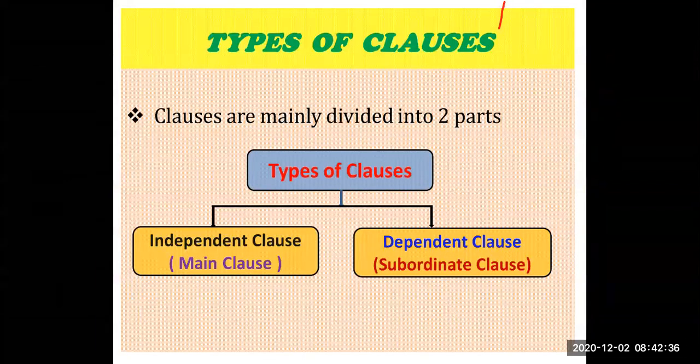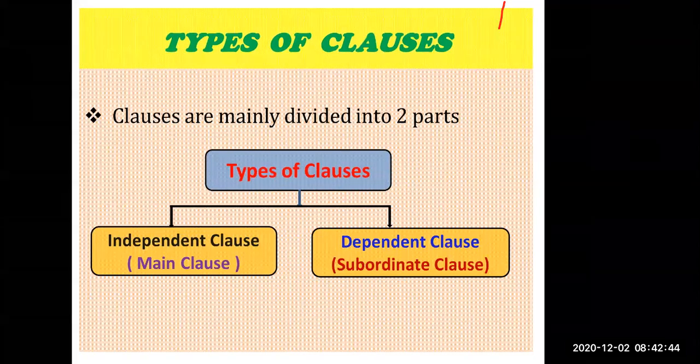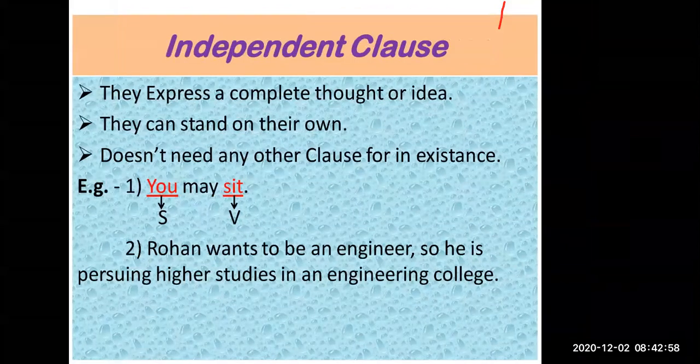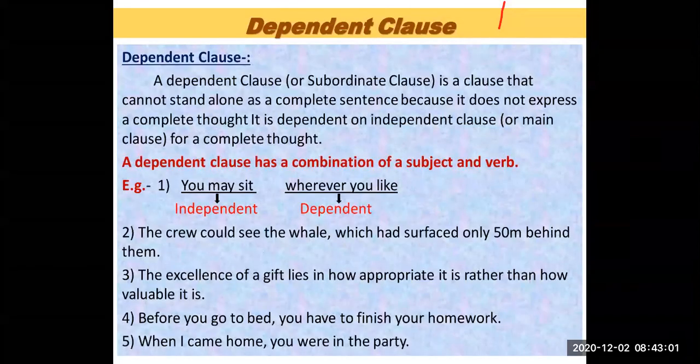Next, we have seen the types of clauses. Independent clause is also known as main clause, and dependent clause is also known as a subordinate clause. Then we have seen independent clause definition, that it has a complete thought or idea. They can stand on their own and don't need any other clause for existence. Dependent clause is a clause that cannot stand alone as a complete sentence because it does not express a complete thought. It is dependent on an independent clause or main clause for complete thought or meaning.